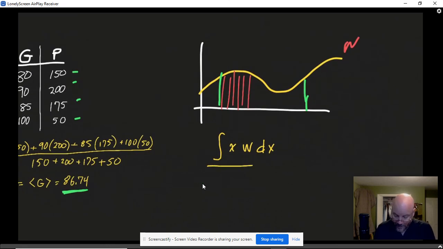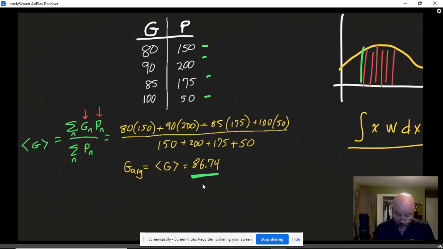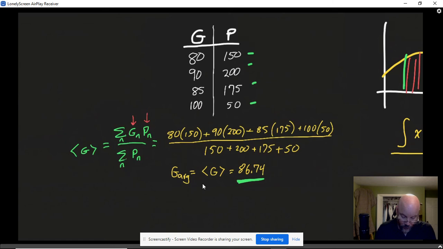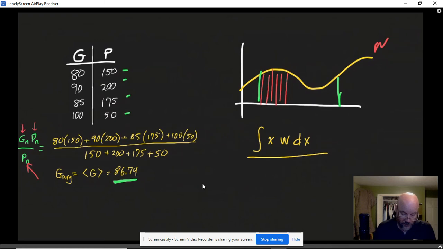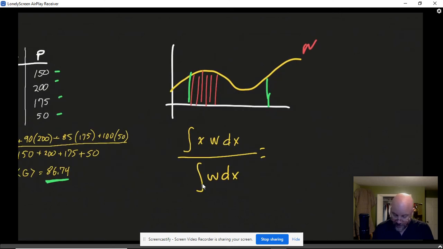Then we divide that by the stuff we had on the bottom, which is just adding up the weighting function. So in terms of an integral, I'm just going to have w dx, just like that. And that is going to give me my expectation value for x, or my average value for x. We've done the same sort of thing.